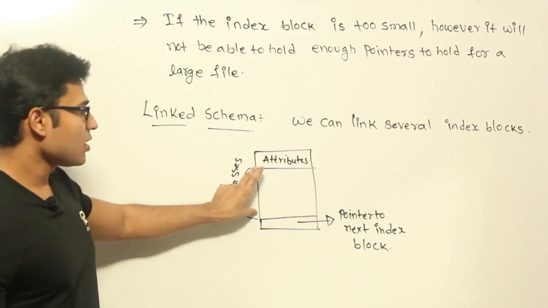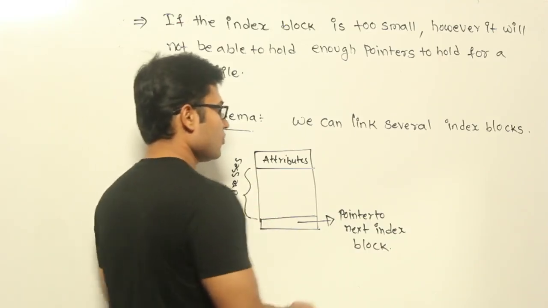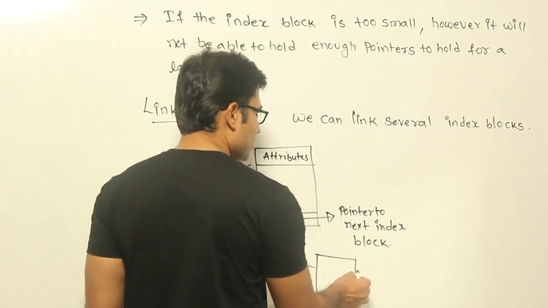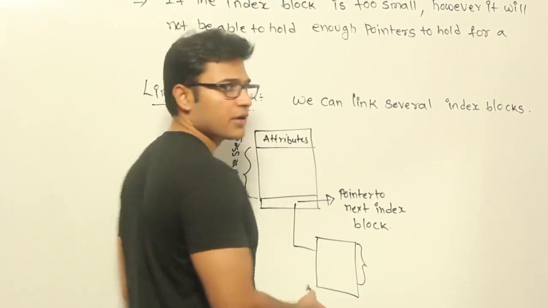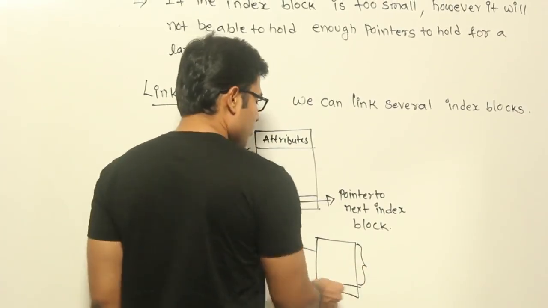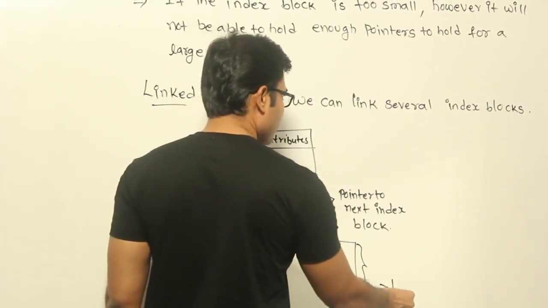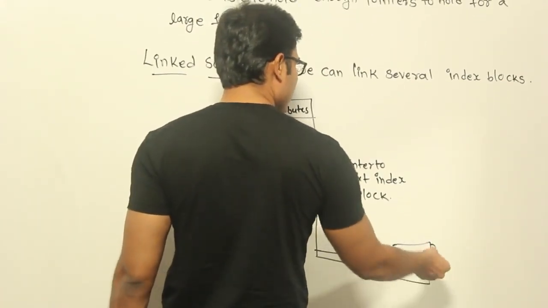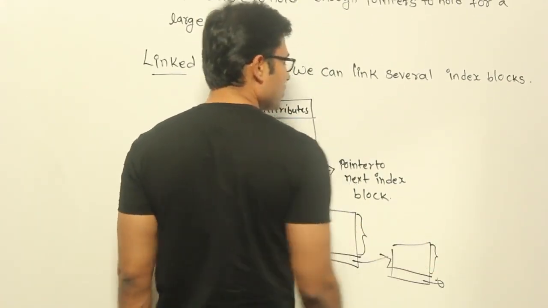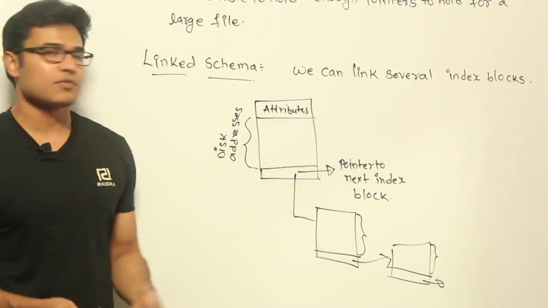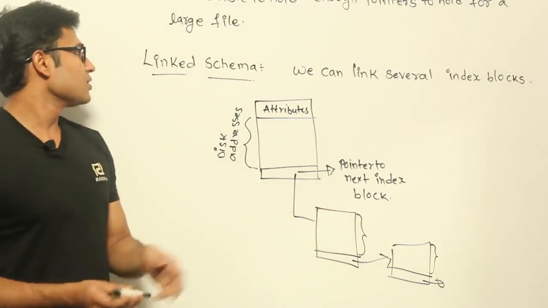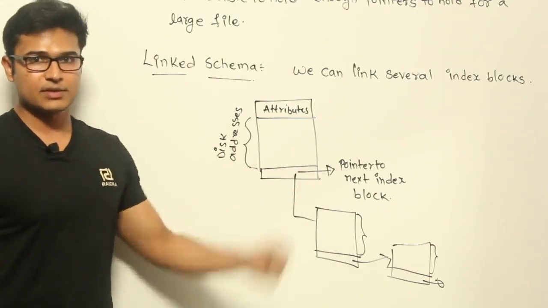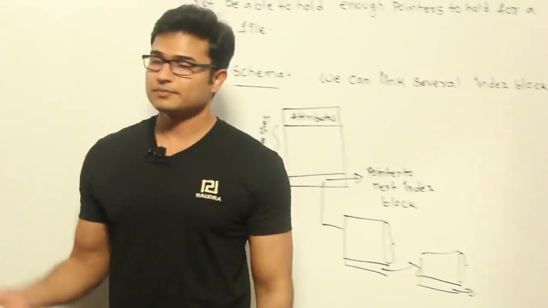And if it is too small, then we are going to create one more block, and in this block we are going to have disk pointers again. If it is also not enough, then we'll create one more, which again contains some pointers and one more pointer to the next one. So like that we are going to have many blocks. This is the linked scheme, which means that we implement it as if it is a linked list.